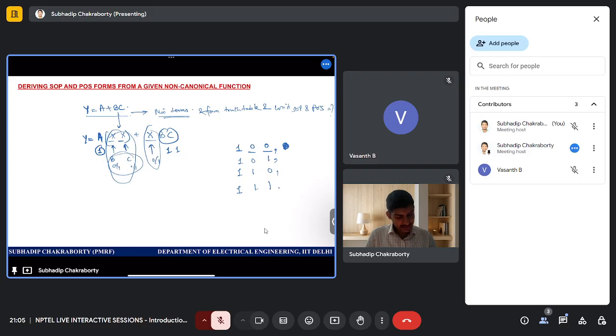Along with that, how many other terms? Plus means OR. So how many more terms? Either 0 1 1 or 1 1 1. So what are these terms?